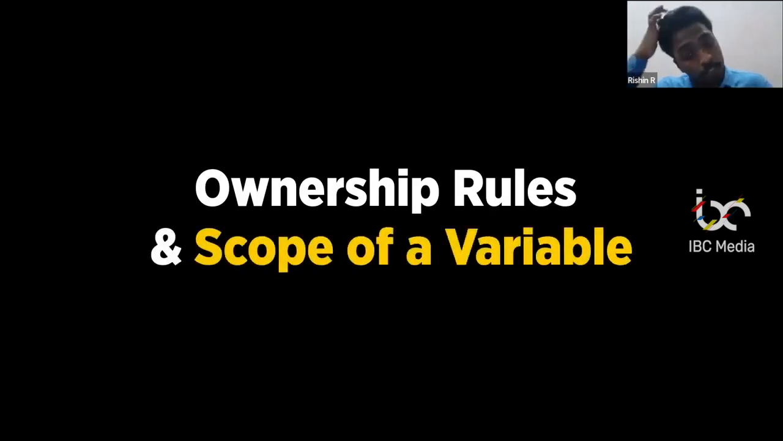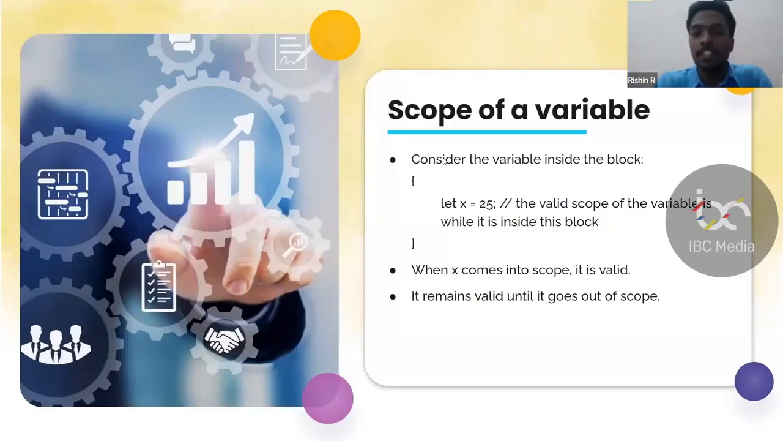Okay, we'll talk about ownership rules and scope of variable. Okay, so you might have heard of this word scope. So what is scope? Scope means the area where its value is actually valid. So when you create a wrapper, like the opening and closing brackets, and then you place let x equal to 25. On the 11th, I've already shown you an example of shadowing. Shadowing is actually a part of variable scope.